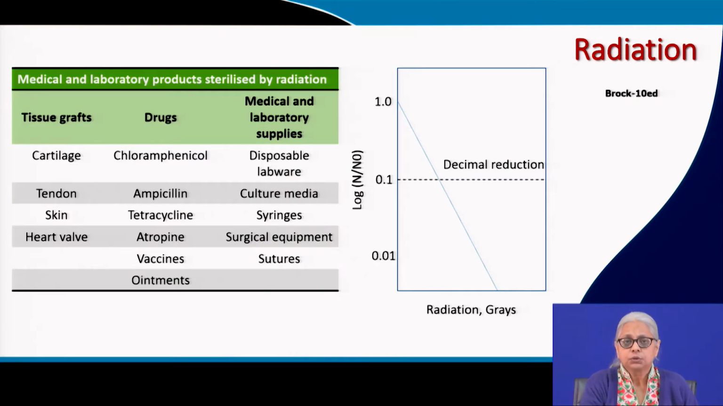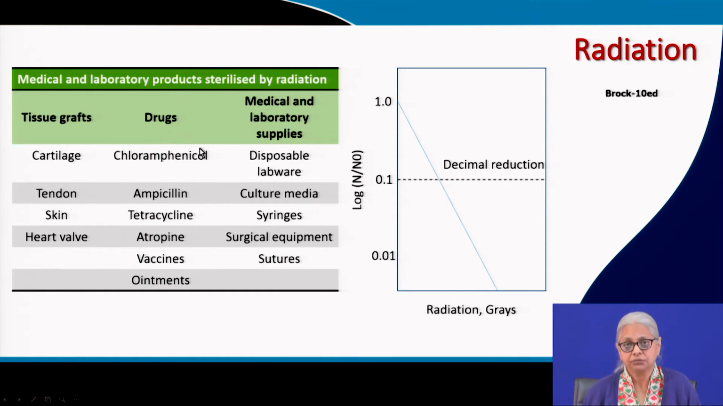I said also that radiation is a method of sterilization. So many medical as well as laboratory products are sterilized by radiation. So you have tissue grafts, you have cartilage, tendon, skin, heart valves. All these can be irradiated.